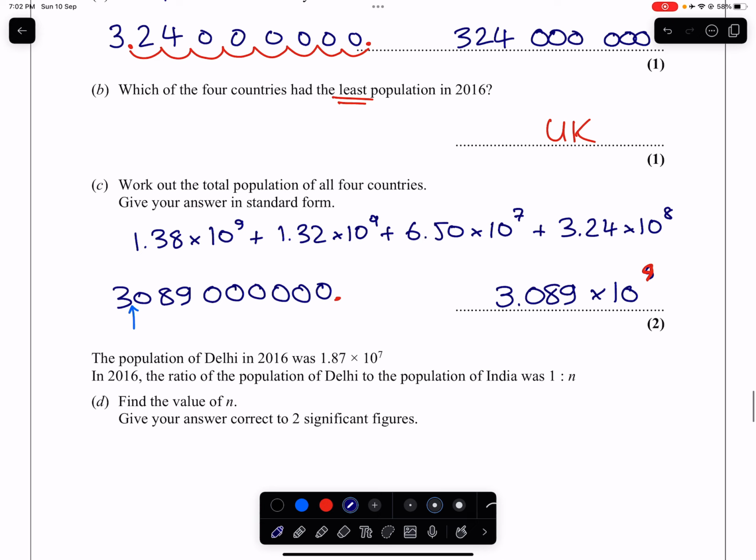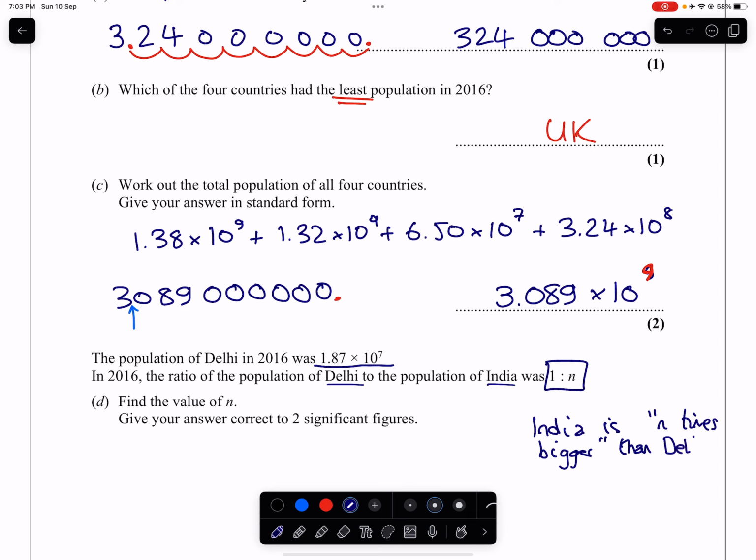Part D, we are told that the population of Delhi is 1.87 times 10 to the power 7. And we are given that the ratio of the population of Delhi to India is 1 to n. That means that India is n times bigger than Delhi. And we are being asked to find this value of n.